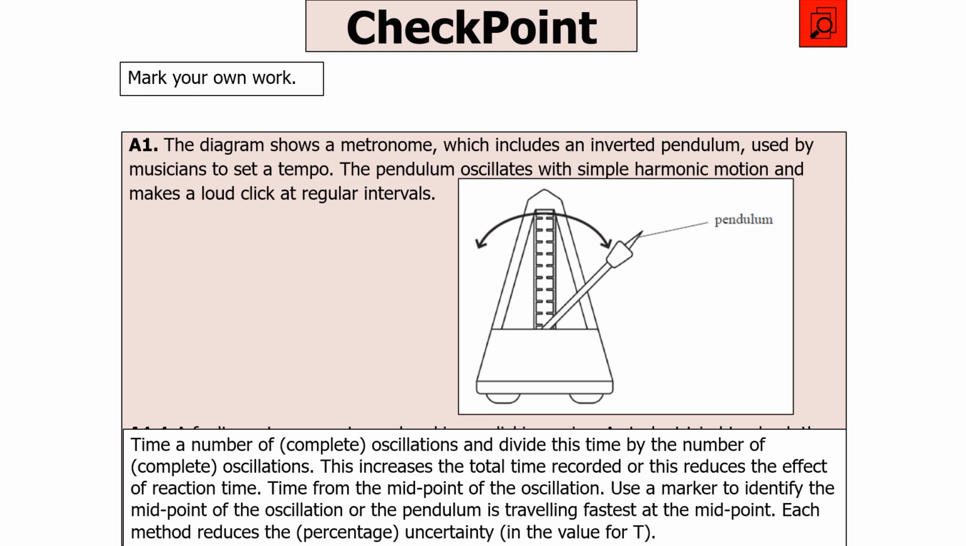You can also use a fiducial marker to identify the midpoint of the oscillation, which is when the pendulum is traveling the fastest, and that will therefore overall make it easier to measure, reducing your percentage uncertainty.